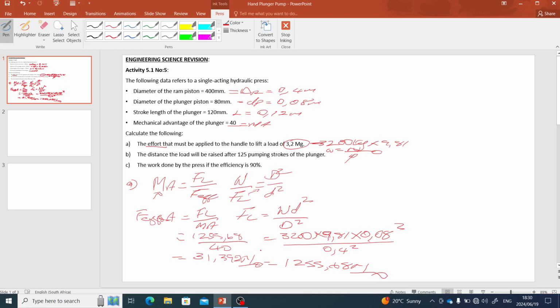This is how we calculate that question, the equation A. Let us look at question B. Question B, they want us to calculate the distance the load will be raised after.